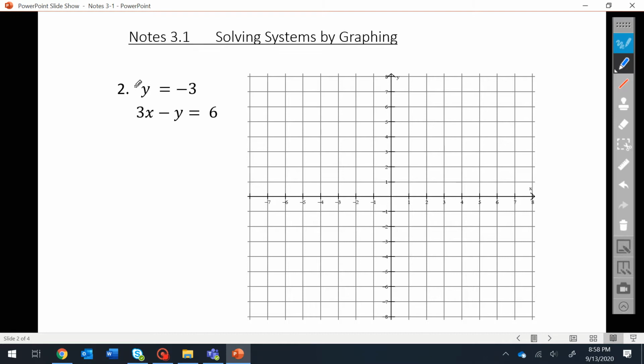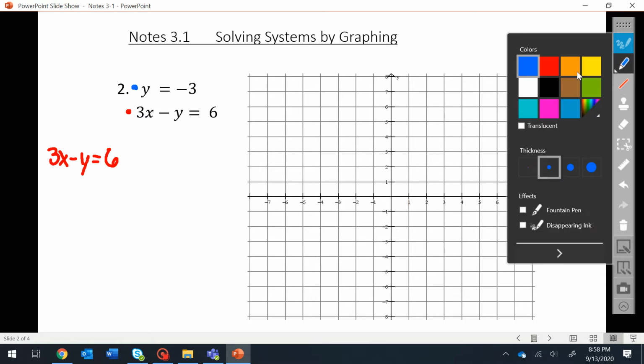Let's take a look at another one. The first one, y equals negative 3. The second one, 3x minus y equals 6. The first one is already graphable. We don't need to do anything to graph that one. But the second one, 3x minus y equals 6, we do need to solve for y before we can graph it.